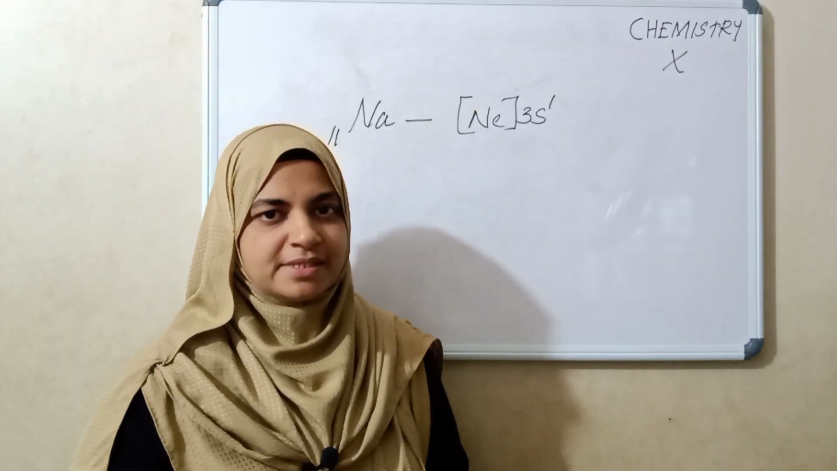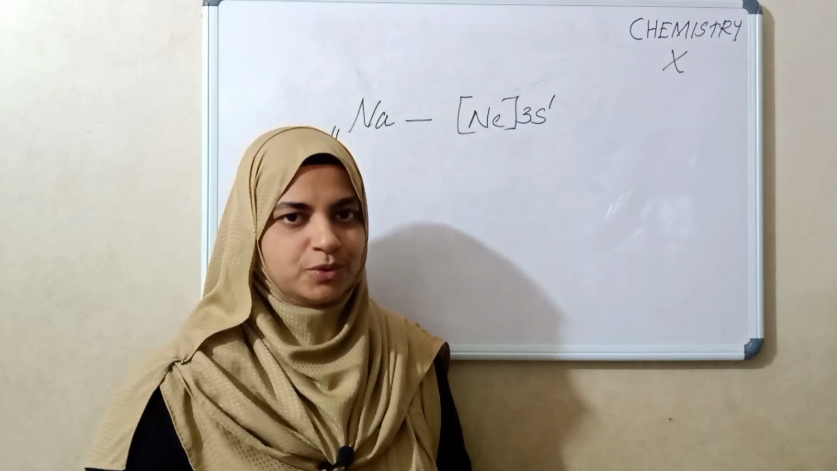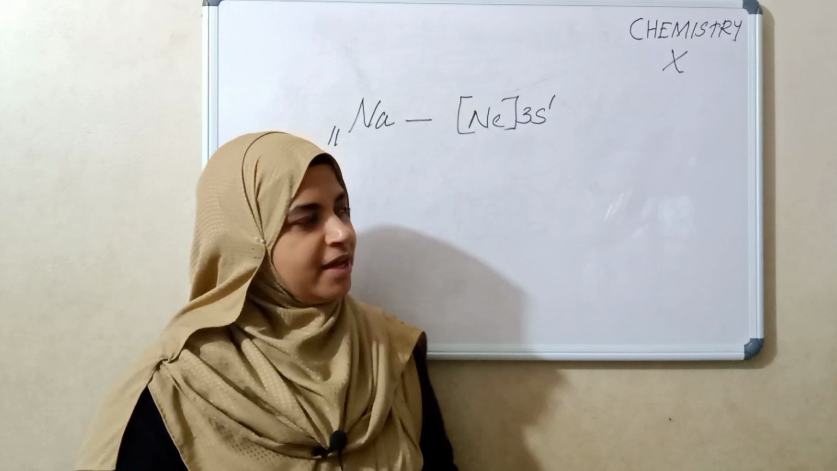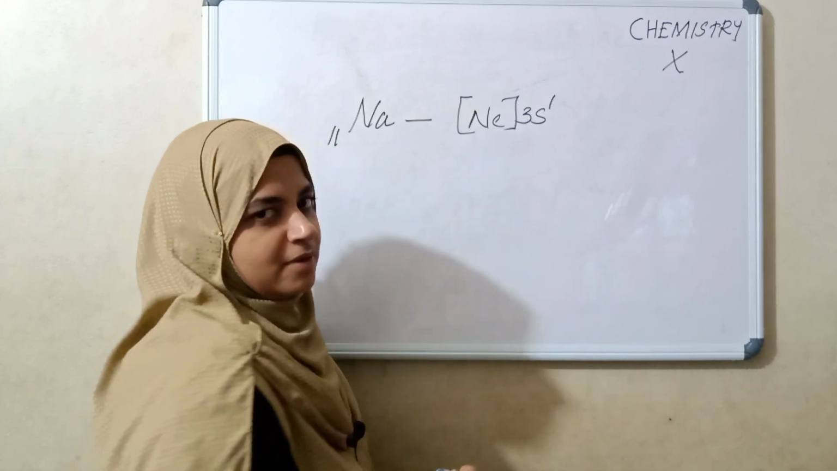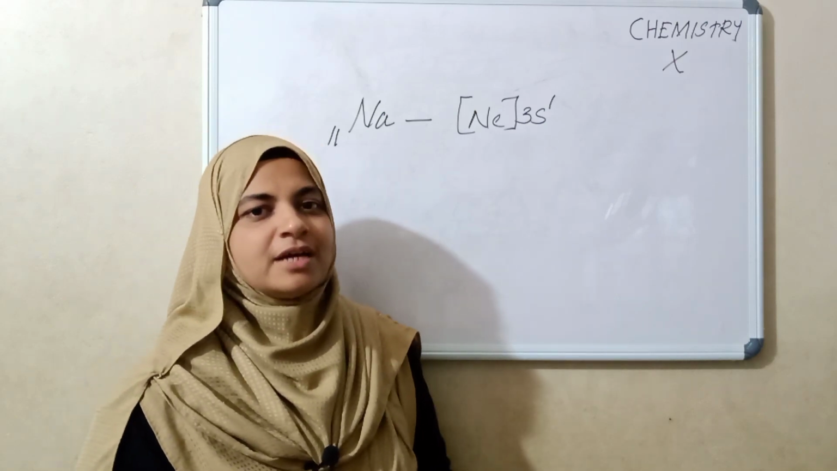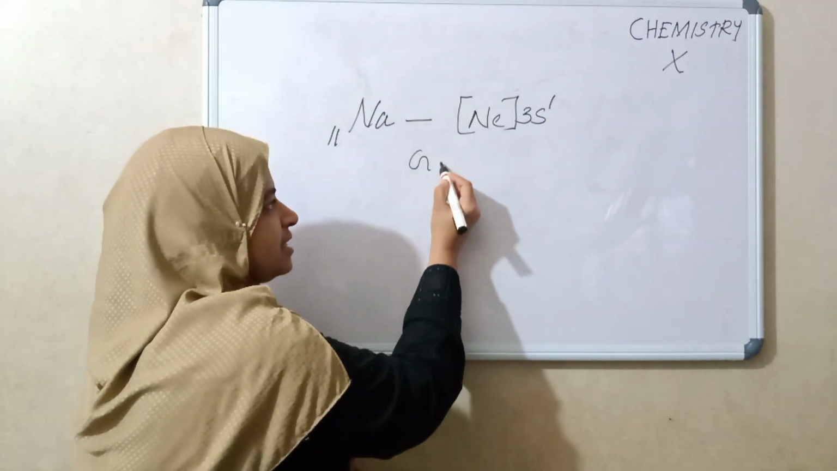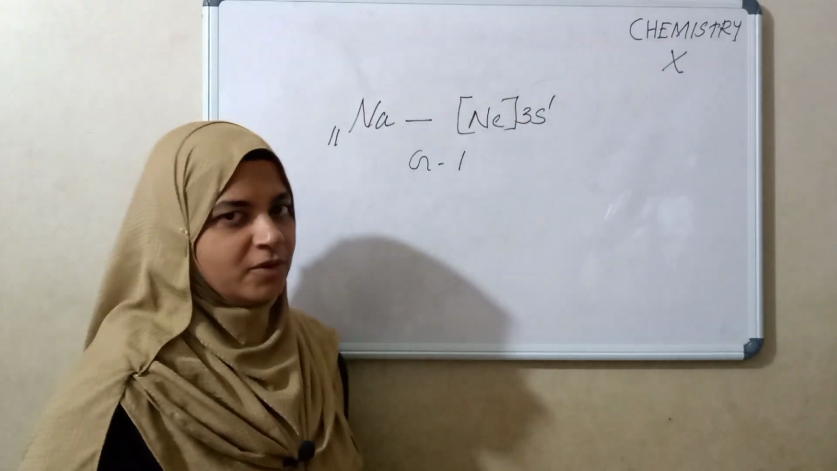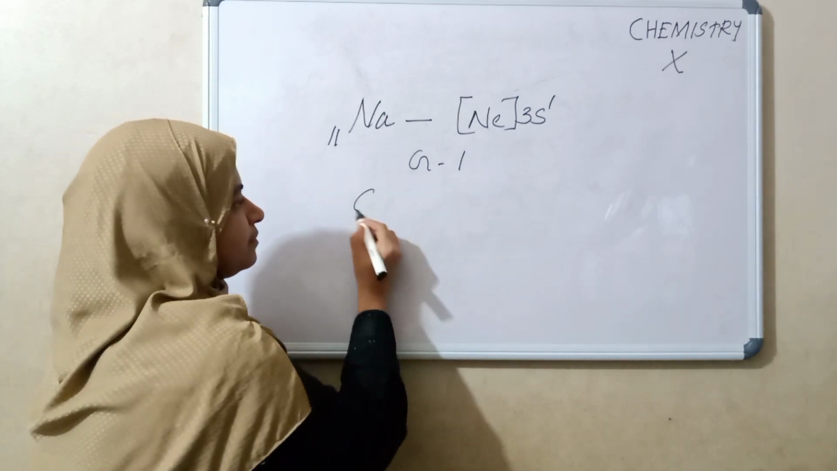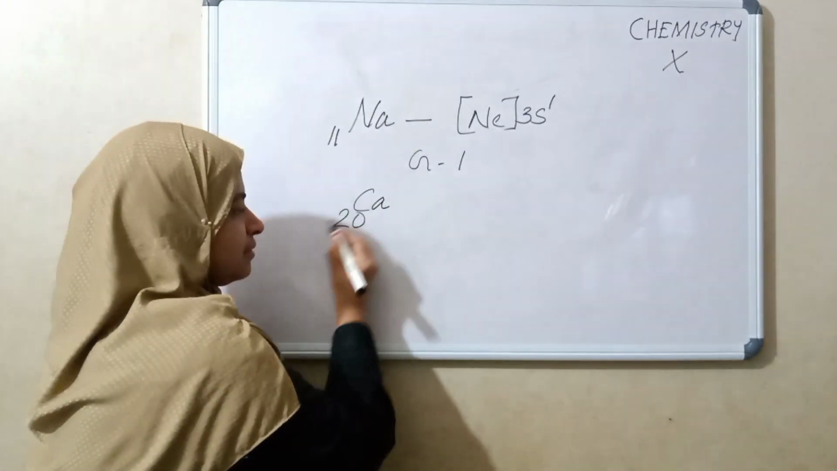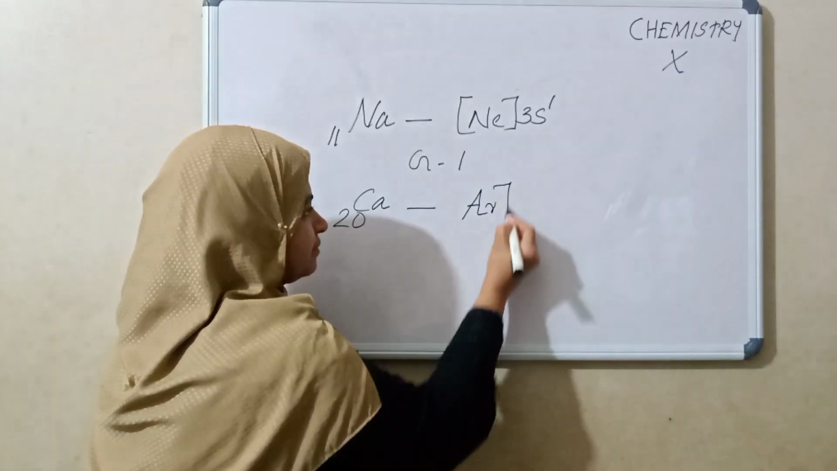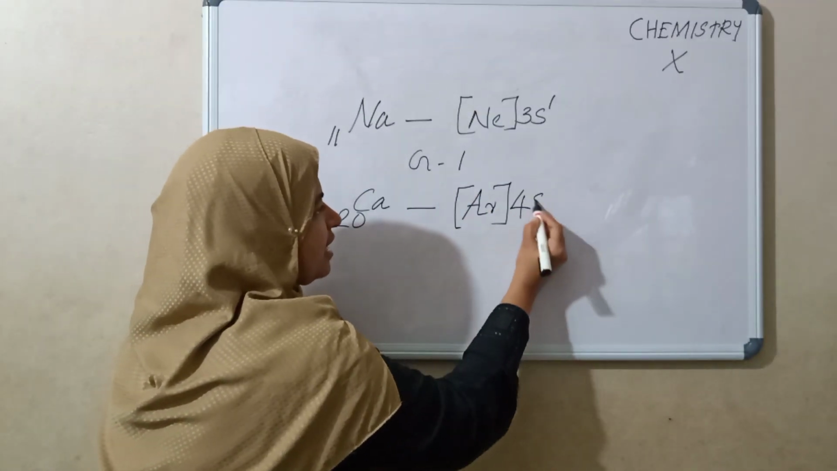For S block elements, the group number is equal to the number of electrons in the last S subshell. Here we know it is S block. How many electrons are there? Yes, only one electron. Therefore, the group number of sodium is 1. Okay? Next, another example, calcium, having atomic number 20. This can be written as argon 4s2.